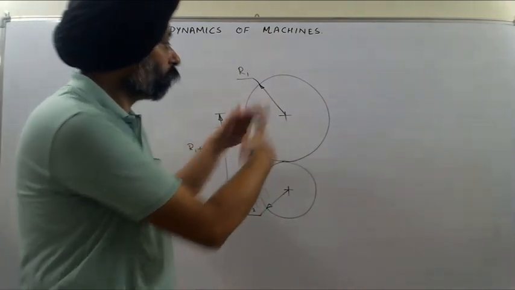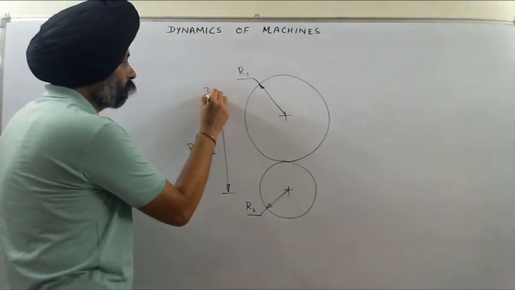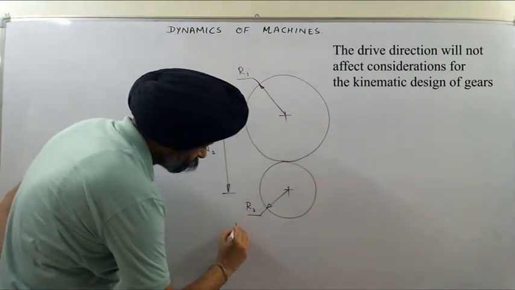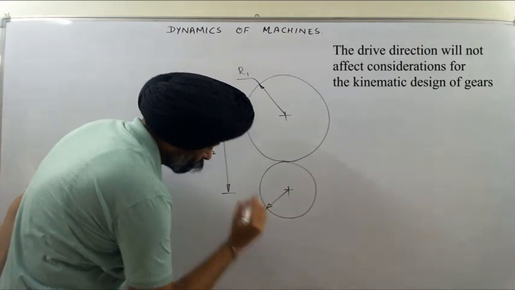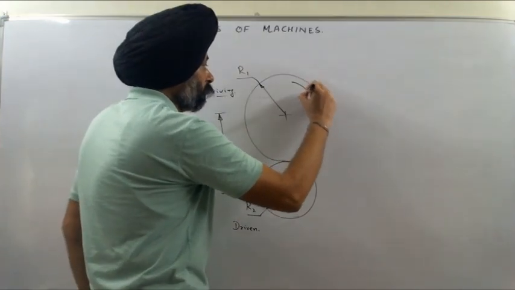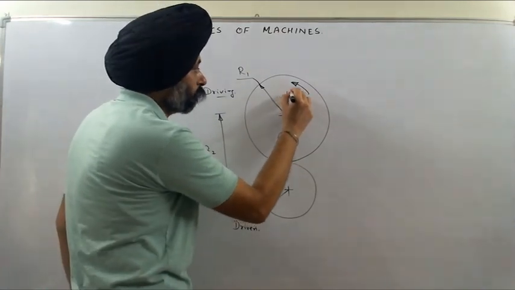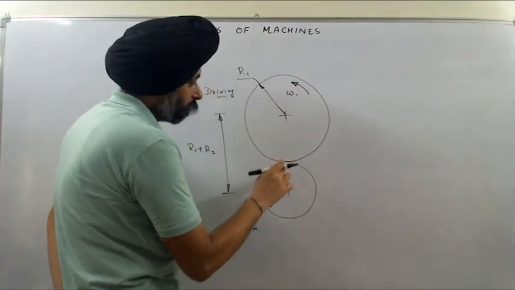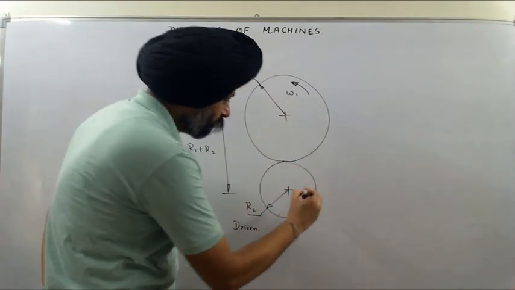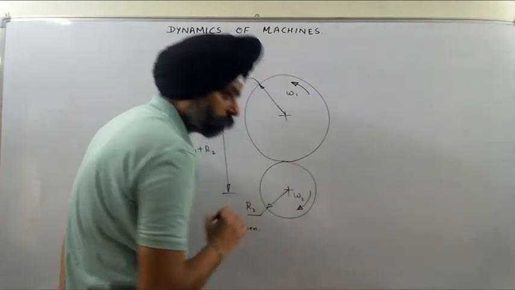Now let us say one of these is driving and the second one is driven. Let us take this one as the driving, though it will not have any bearing as far as the kinematic design is concerned. So this one is the driven shaft. If the first shaft is rotating in a counterclockwise sense with an angular velocity of omega 1, the second one, if they are rolling without slippage, will be rotating in the opposite sense with an angular velocity omega 2.